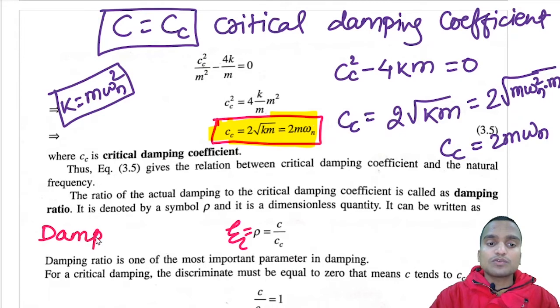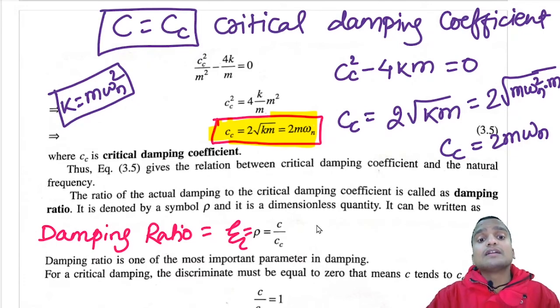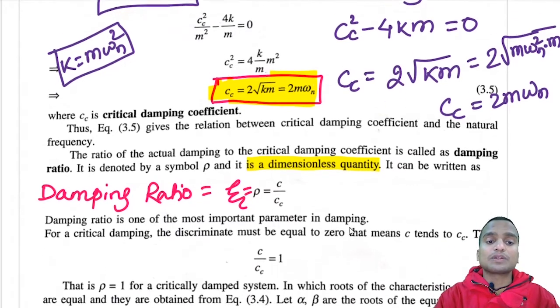Remember this: what is the damping ratio? As the name suggests, it is a ratio between the actual damping coefficient, that is C, divided by the critical damping coefficient, that is Cc. Since this is a ratio of similar quantities, it is a dimensionless quantity, and we can write zeta is equal to C by Cc.